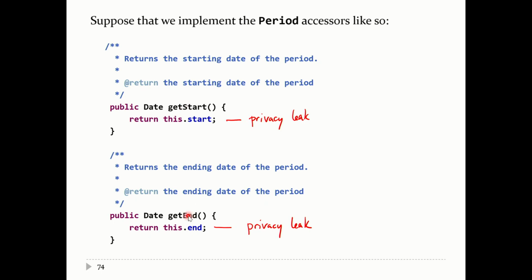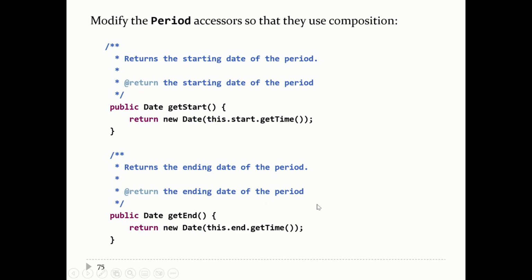What happens with these get start and get end methods? If you just return the start time and the end time, you've just handed somebody a reference to your internal start time and a reference to your internal end time. Again, both privacy leaks. Don't do that. Make a copy, return the copy.